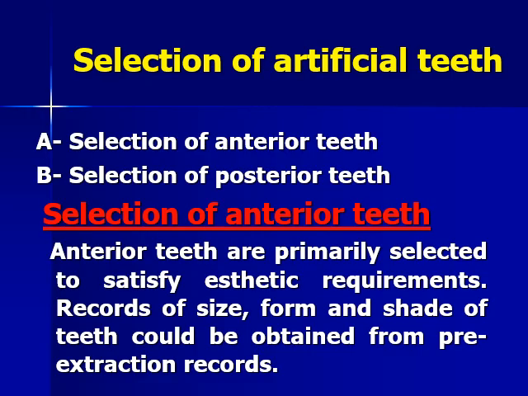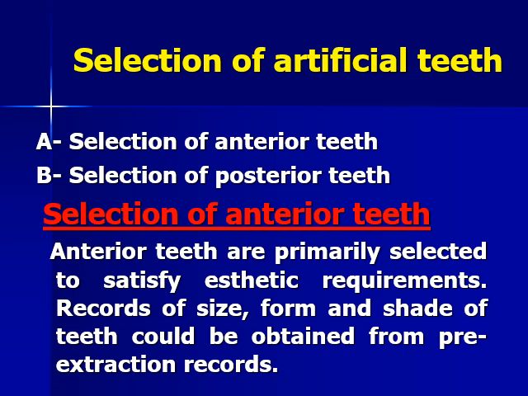Now, the selection of artificial teeth will be divided into two parts. Selection of anterior teeth is explained in this lecture, and the second part, the selection of the posterior teeth, will be explained in the second lecture. The selection of anterior teeth: the anterior teeth are primarily selected to satisfy the aesthetic requirement, which is the most important point that must be taken into consideration. Records required for the selection of anterior teeth include size, form and shade of the teeth.